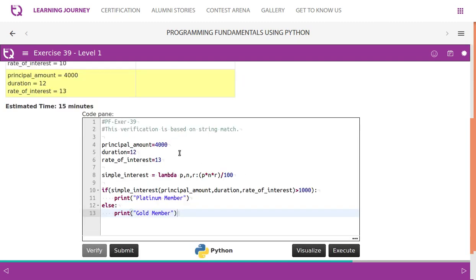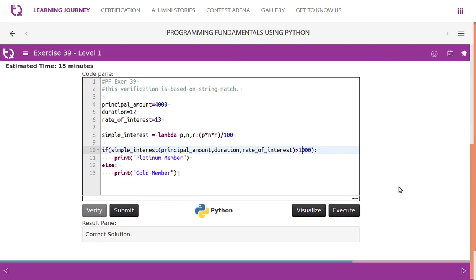The logic is very simple. Principal amount, duration, rate of interest are taken as given. We apply lambda p, n and r, passing three parameters, and p into n into r divided by 100. If the interest exceeds 1000 rupees, we say platinum member, otherwise it's a gold member. So this produces a platinum member.